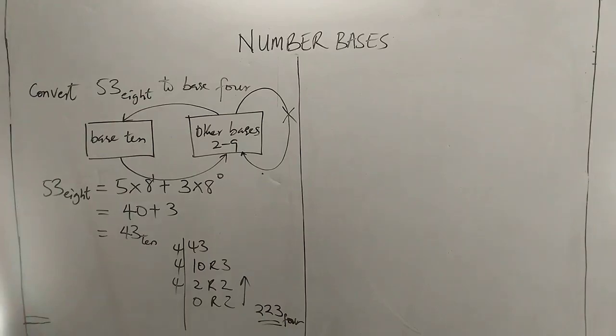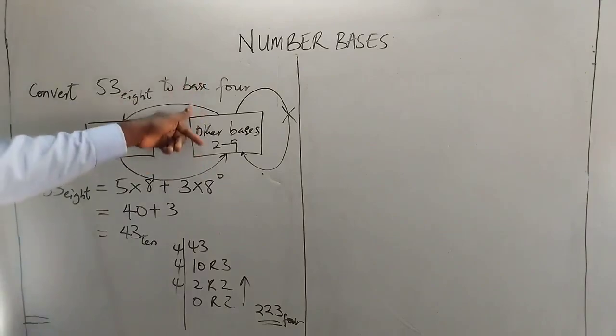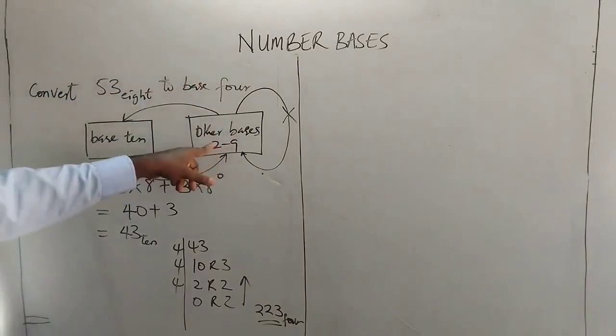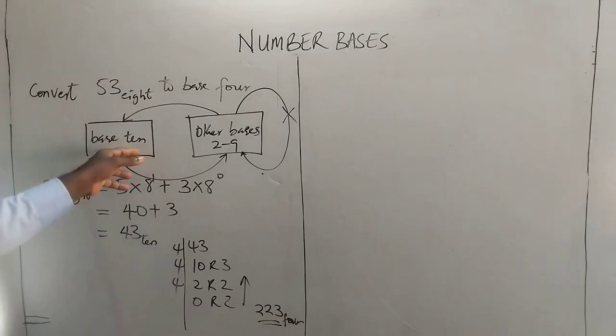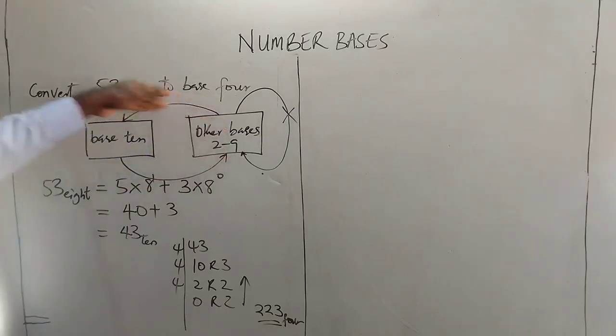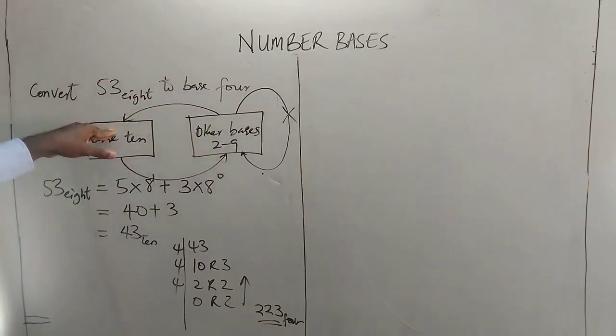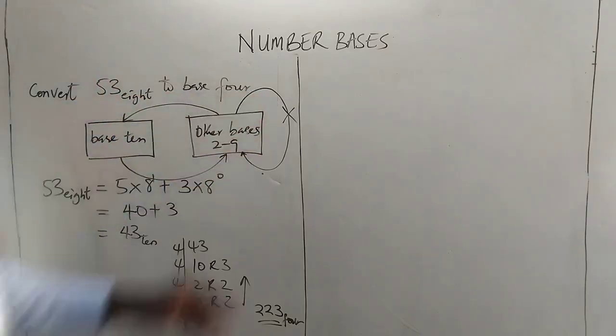So in summary, what I'm trying to point out is that there is no way you can start from other bases and end up in other bases without touching base 10. So when you move from other bases, you stop momentarily at base 10 before you continue back to other bases.